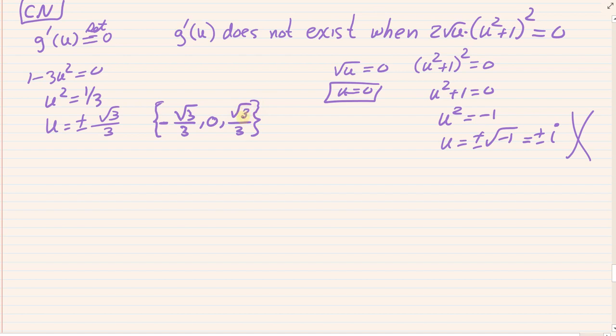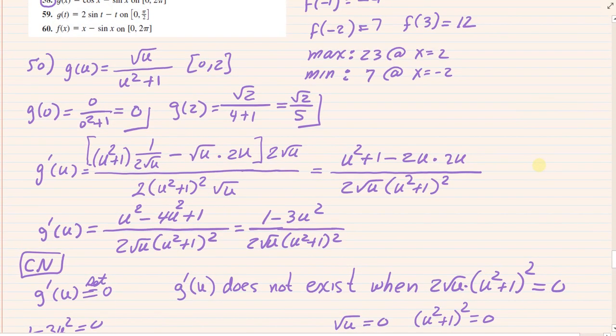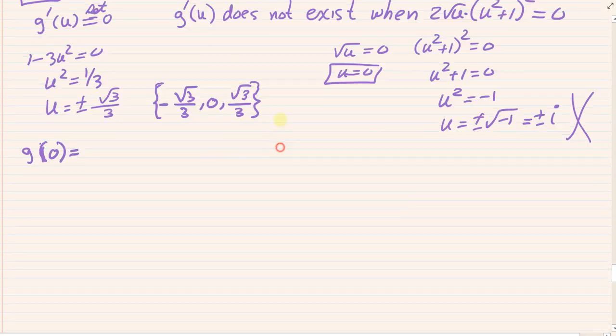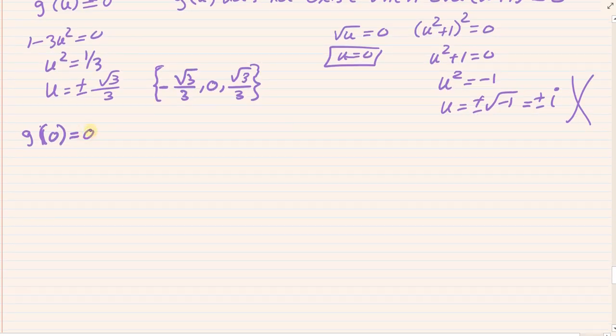And now, let's try these. So I'm going to go g at 0. G at 0, we go back to the original. But we've done g at 0, right? That was one of the endpoints. G at 0 is 0. So it just happened the critical number is one of the endpoints, right?